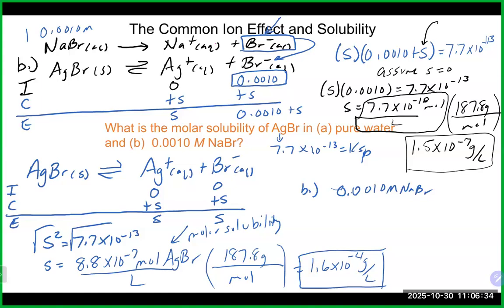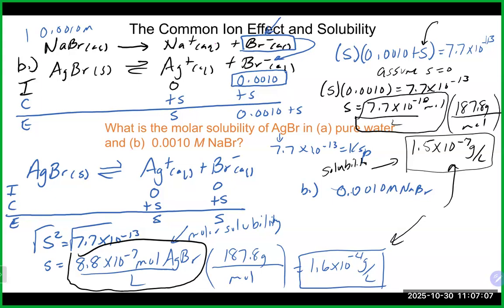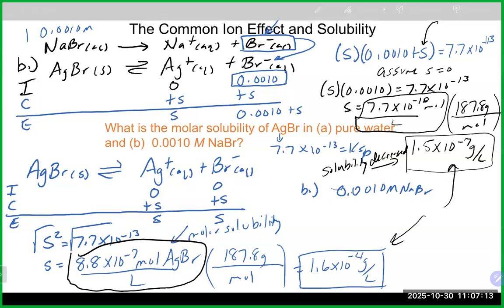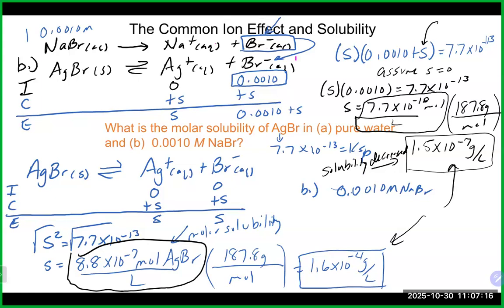Now, when we compare in pure water, and you can compare either one, in pure water, we were able to basically dissolve as I said, 0.0002 grams per 1,000 milliliters of water. With the common ion present, we were able to dissolve like 0.0000002 grams, right? So much, much smaller solubility. So here our solubility decreased a lot. And it decreased because of, again, the presence of this common ion right here.